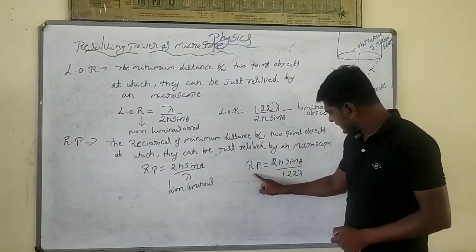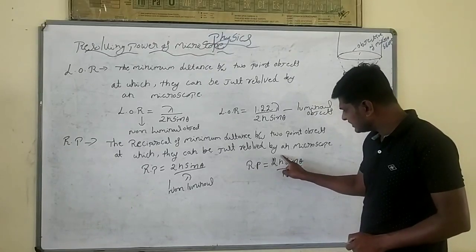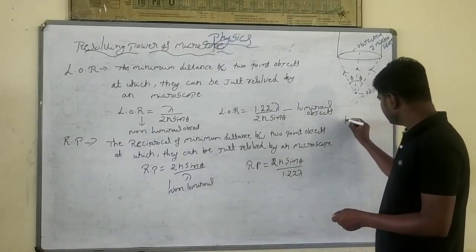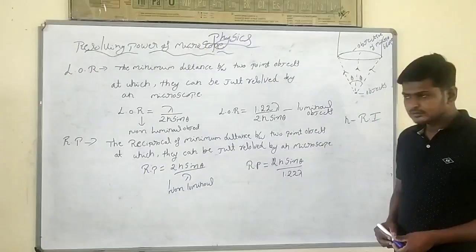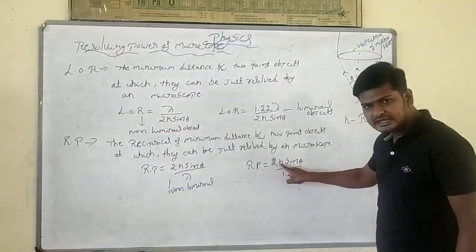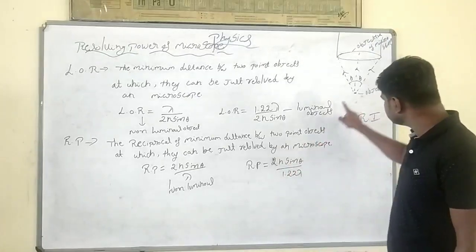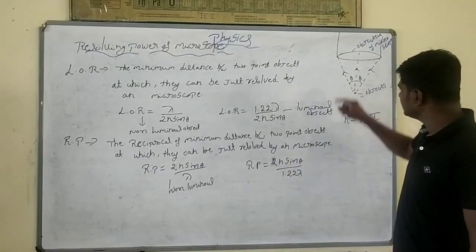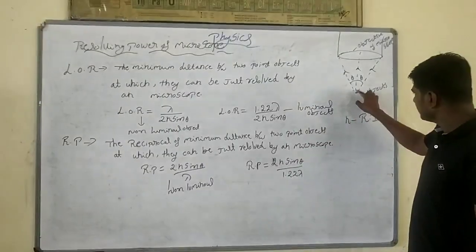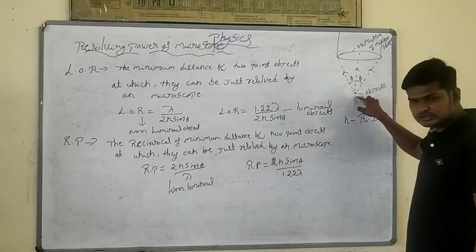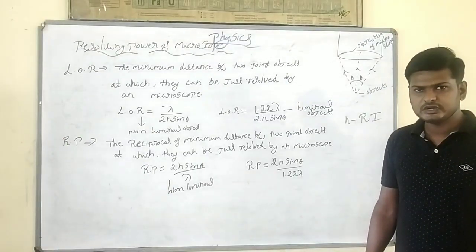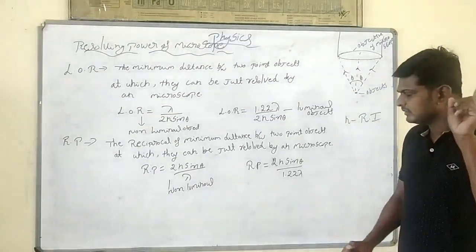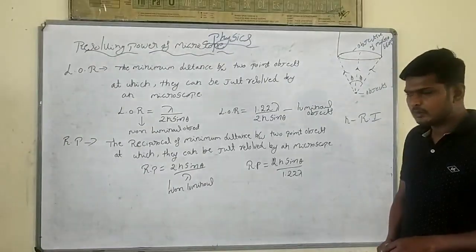Resolving power is directly proportional to what? n, the refractive index. It means by placing a material of high refractive index in the surrounding medium of the object. What you have to do? We have to place a material of high refractive index. That is one step to increase the resolving power.